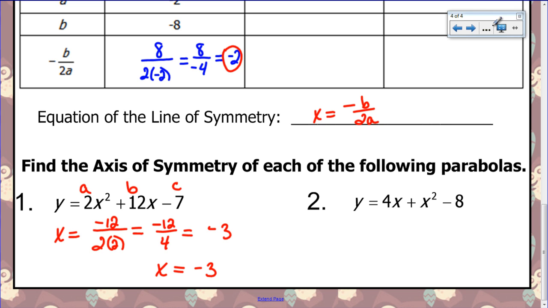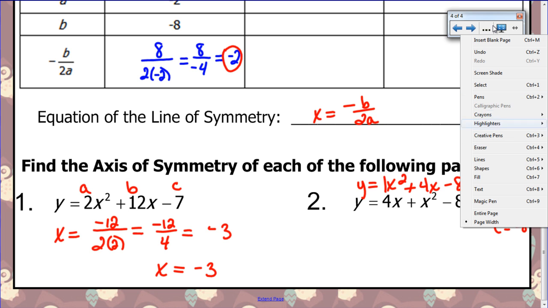So now look at number 2. This is not in order, so it's not in standard form because I've got 4x plus x squared minus 8. So step 1, I have to rewrite it in order. It's going to become y equals, remember the x squared has to come first, then the x, and then our minus 8. And so we'll label: my a for this problem is 1, because remember there's an invisible 1 in front of that x squared. My b is 4, my c is negative 8.